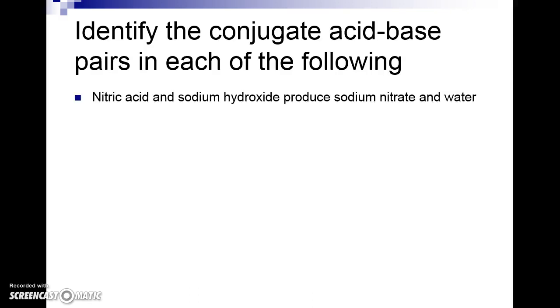So identify the conjugate acid-base pairs in each of the following. Nitric acid and sodium hydroxide produce sodium nitrate and water. You're going to be responsible for predicting these products, but we're going to start with giving them to you. Nitric acid, and I would go ahead and pause this recording and make sure that you can write that reaction, and then come back and check it. So take a second and pause.